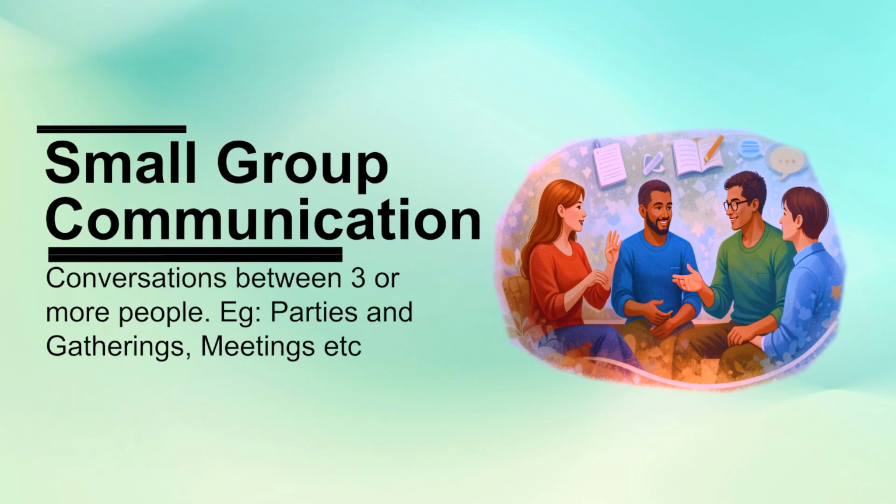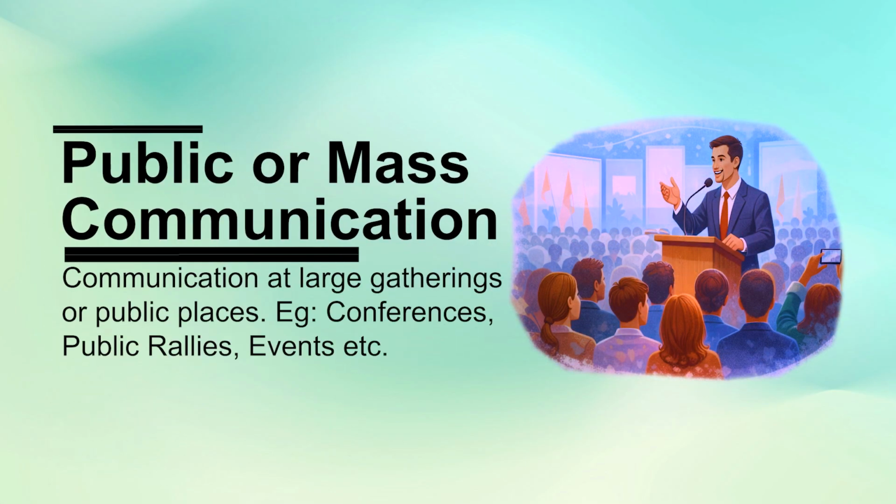Then small group communication. This would be a kind of conversation for a group in gatherings, in meetings, etc. The other one would be public or mass communication. This communication is at large gatherings or public places, conferences, public rallies, events. This kind of a situation would be an example of oral communication that takes place.